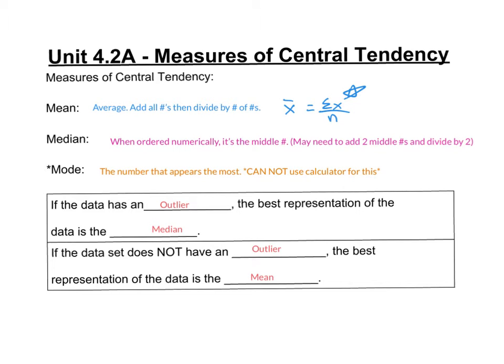If the data has an outlier, so we've been talking about outliers in our scatter plots, the best representation of the data would be your median, because when you look at your median, that's going to cross off those big numbers or those really small numbers and more accurately find you the middle of the data. Where if there is no outlier, this is when the mean would be your best representation of the data. So two things to consider as we analyze these measures of central tendency. All right, let's take a look at how to do this.